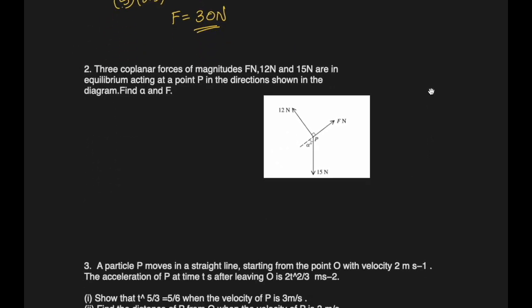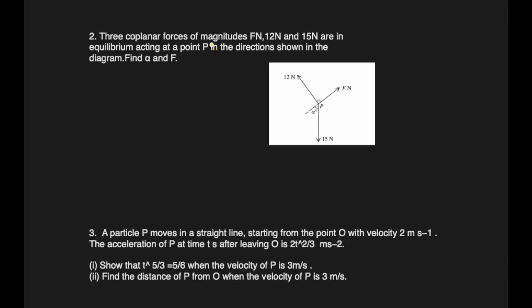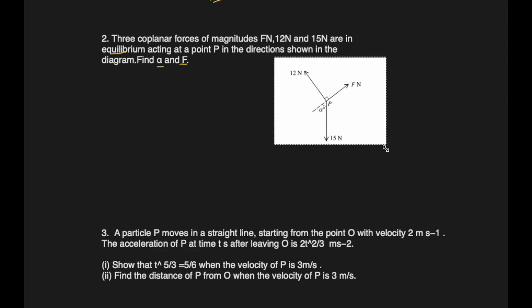Question number 2. Three coplanar forces of magnitude F, 12 and 15 newtons are in equilibrium. That's important. They are in equilibrium acting at a point P, in the directions shown in the diagram, and find alpha the angle and F the force. The problem here is that there is no angle given, only alpha is the variable angle here, and we know these two forces only. So this may create a little problem. So what I will do here, I'll do something smart.